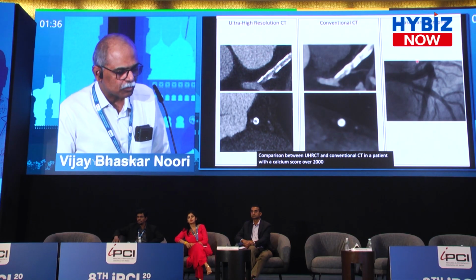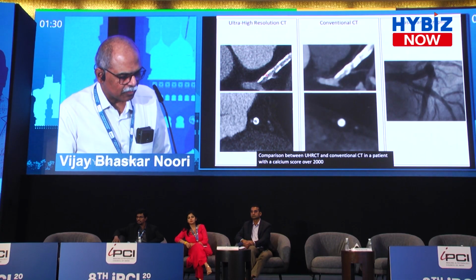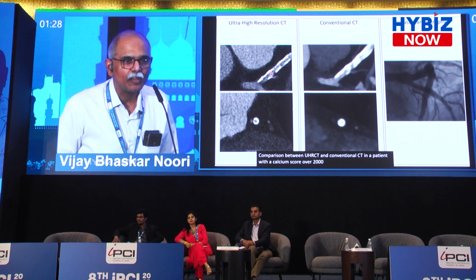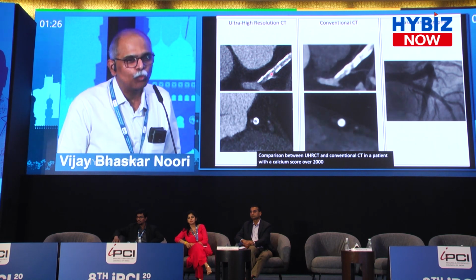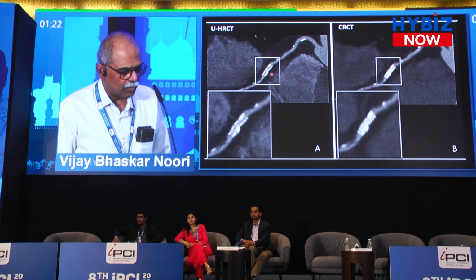And some examples of the ultra high resolution CT scan versus conventional CT scan. You can see here that calcium is obscuring the lumen, whereas ultra high resolution CT scan can show the lumen very clearly. And no UHRCT as of now in India. We don't have any UHRCT as of now. Again, from literature showing this.